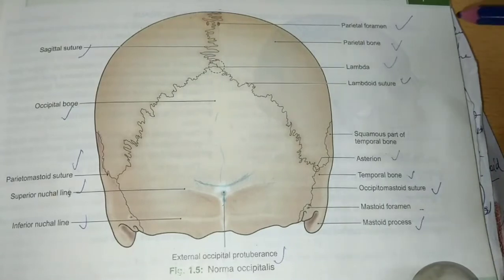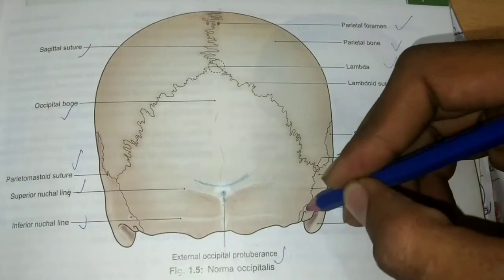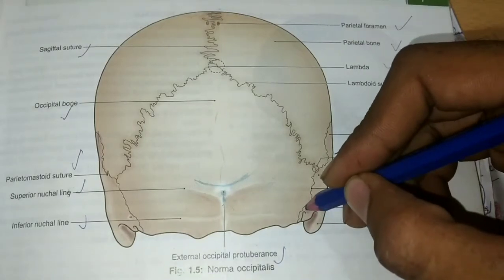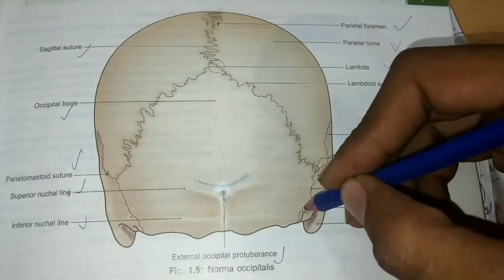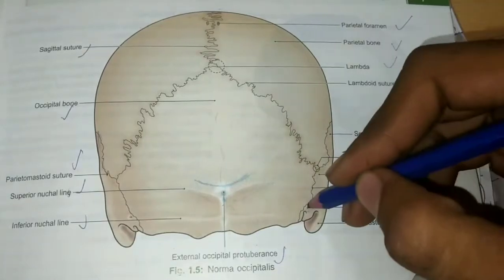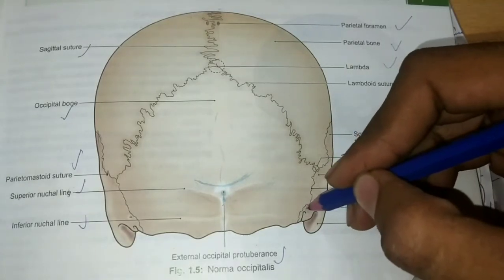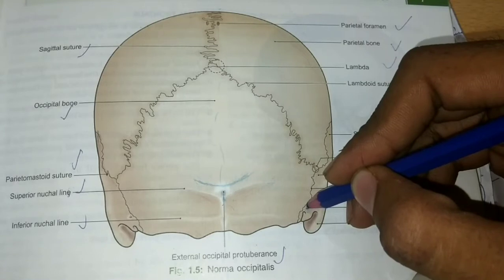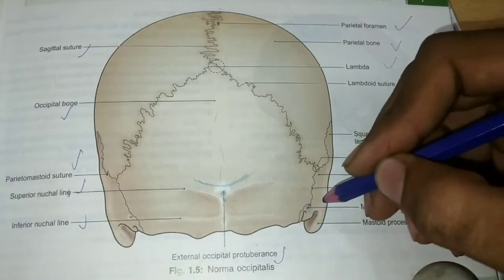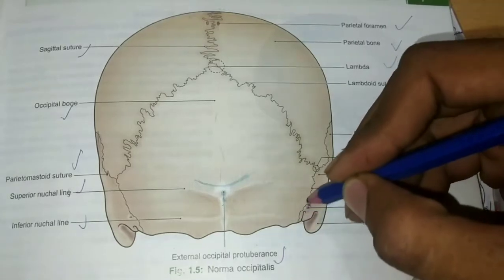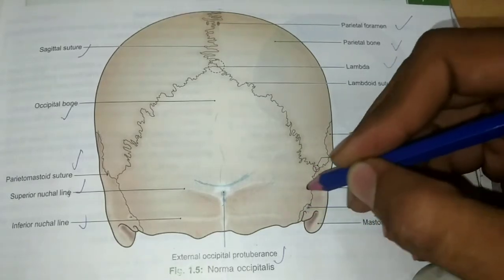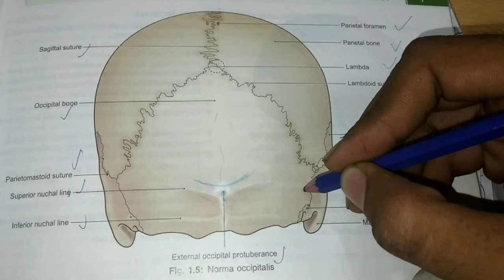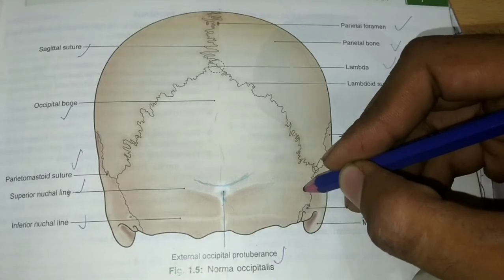Now coming to the mastoid foramen. As the name indicates, it should be present on the mastoid part of the temporal bone. So the mastoid foramen is present here. It is located on the mastoid part of the temporal bone or near the occipitomastoid suture. This one was the occipitomastoid suture. The mastoid foramen transmits an emissary vein and the meningeal branch of the occipital artery.